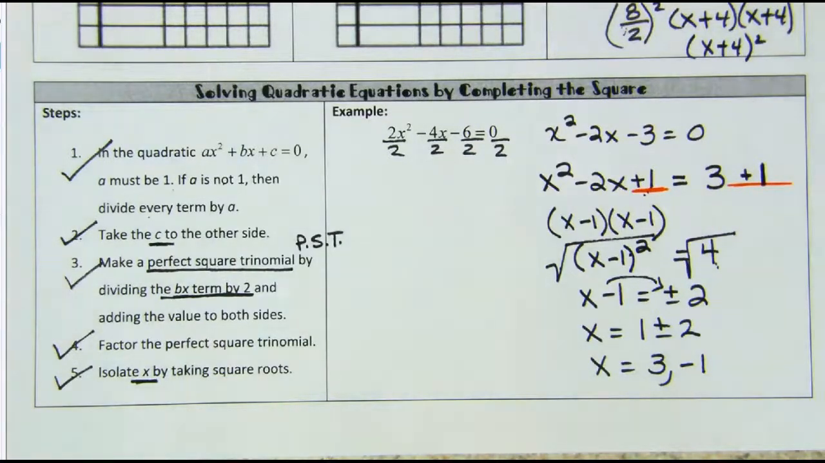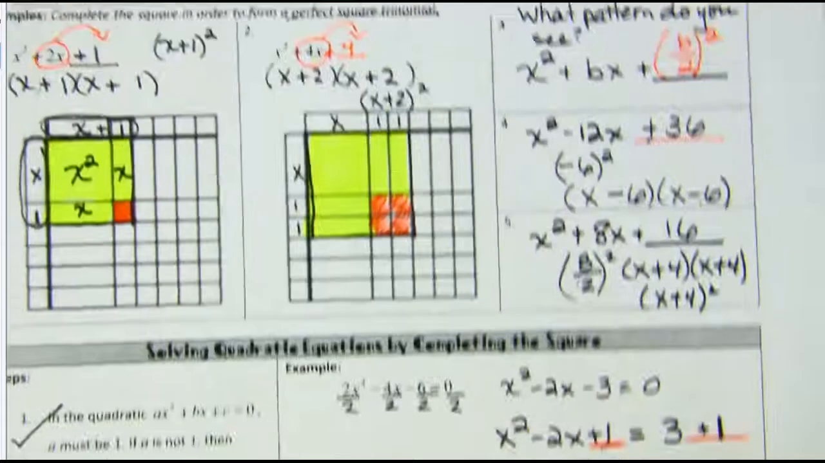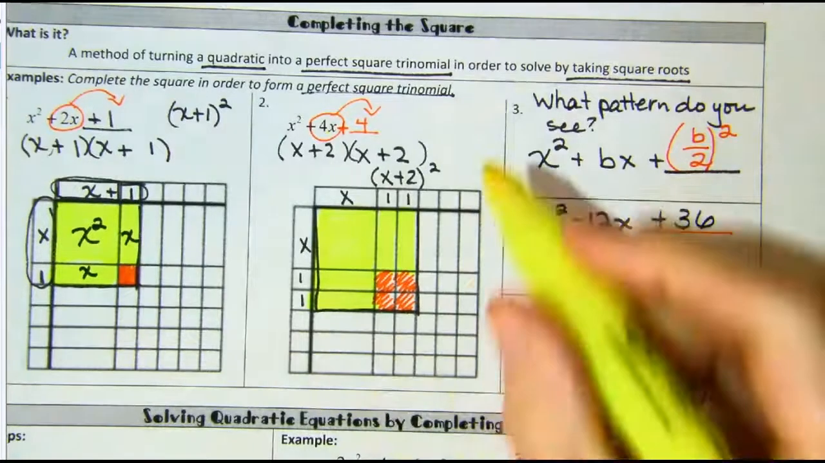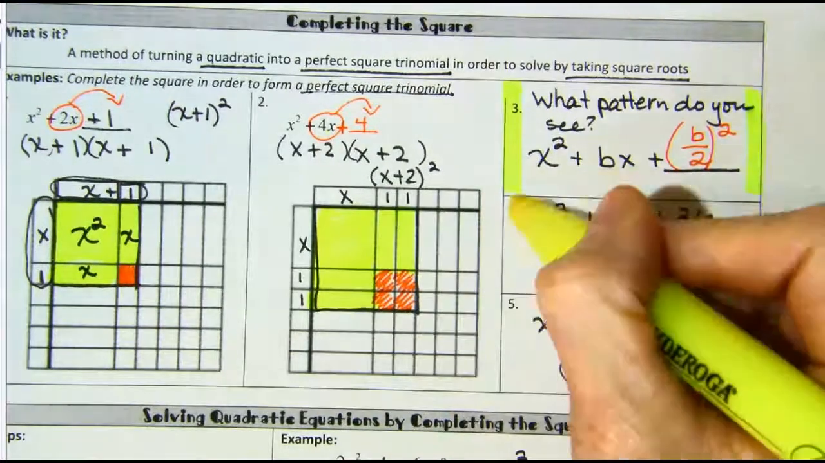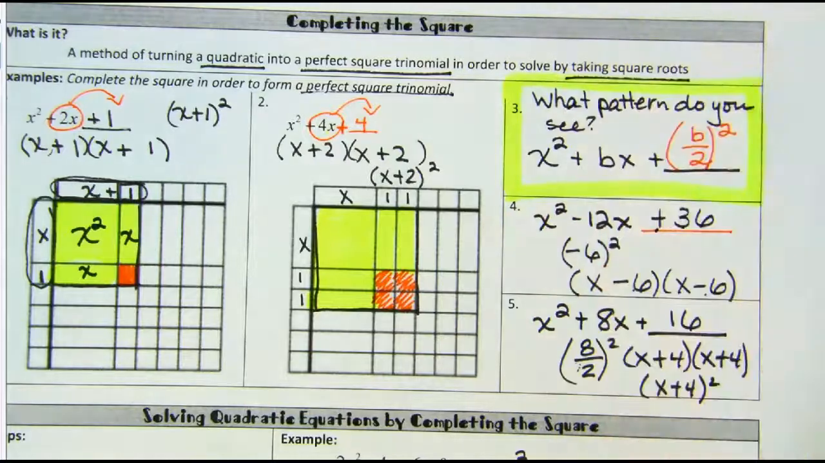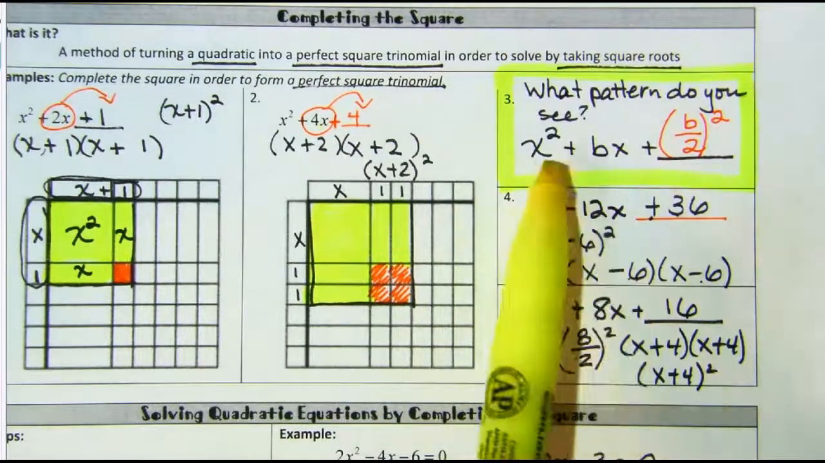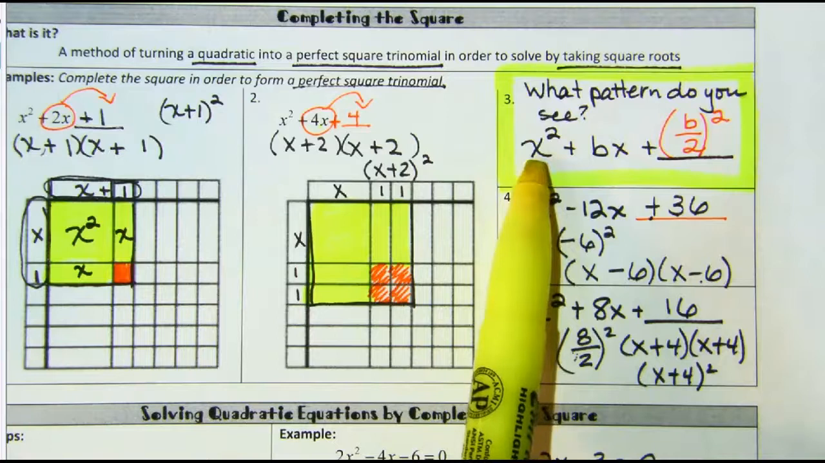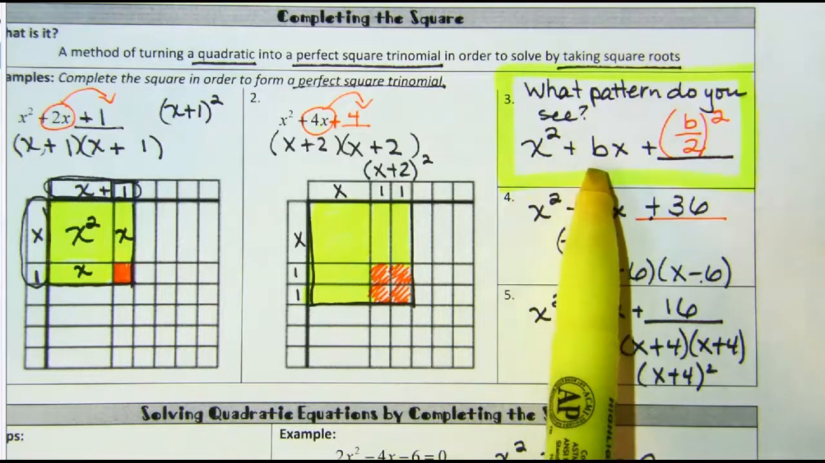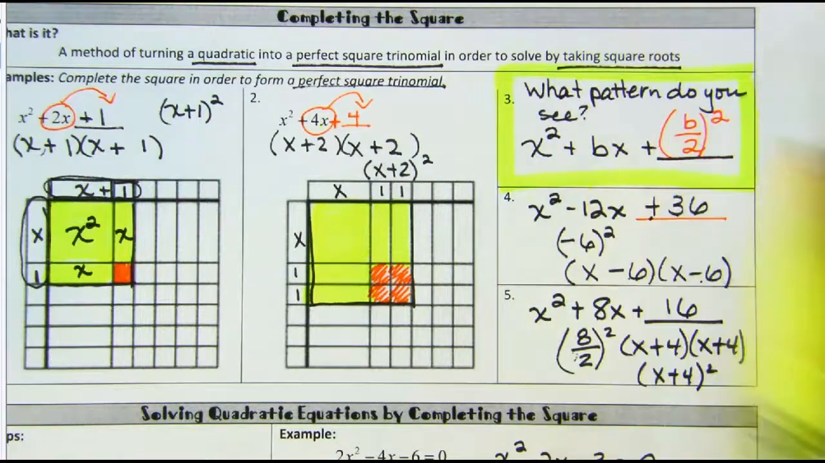Now we need to know how to do this for geometry. We have to be able to make a perfect square trinomial. So we're going to get a to 1. We're going to take half of b. We're going to square it to make the perfect square trinomial.